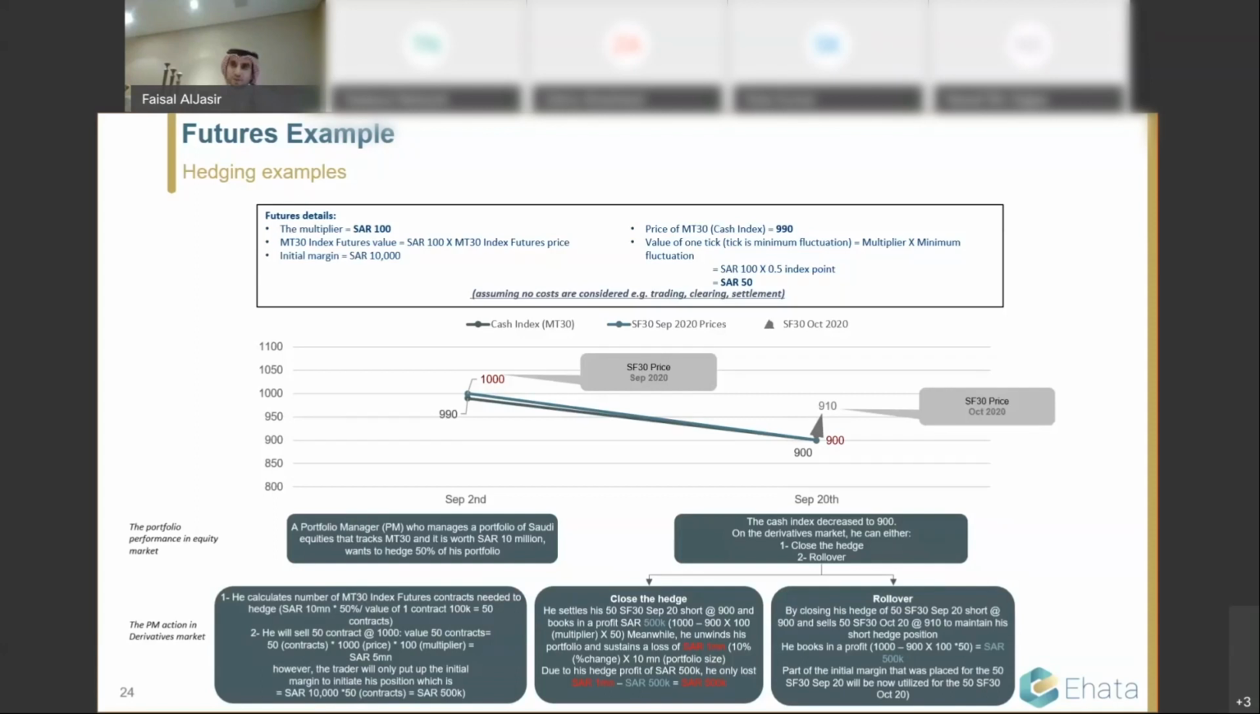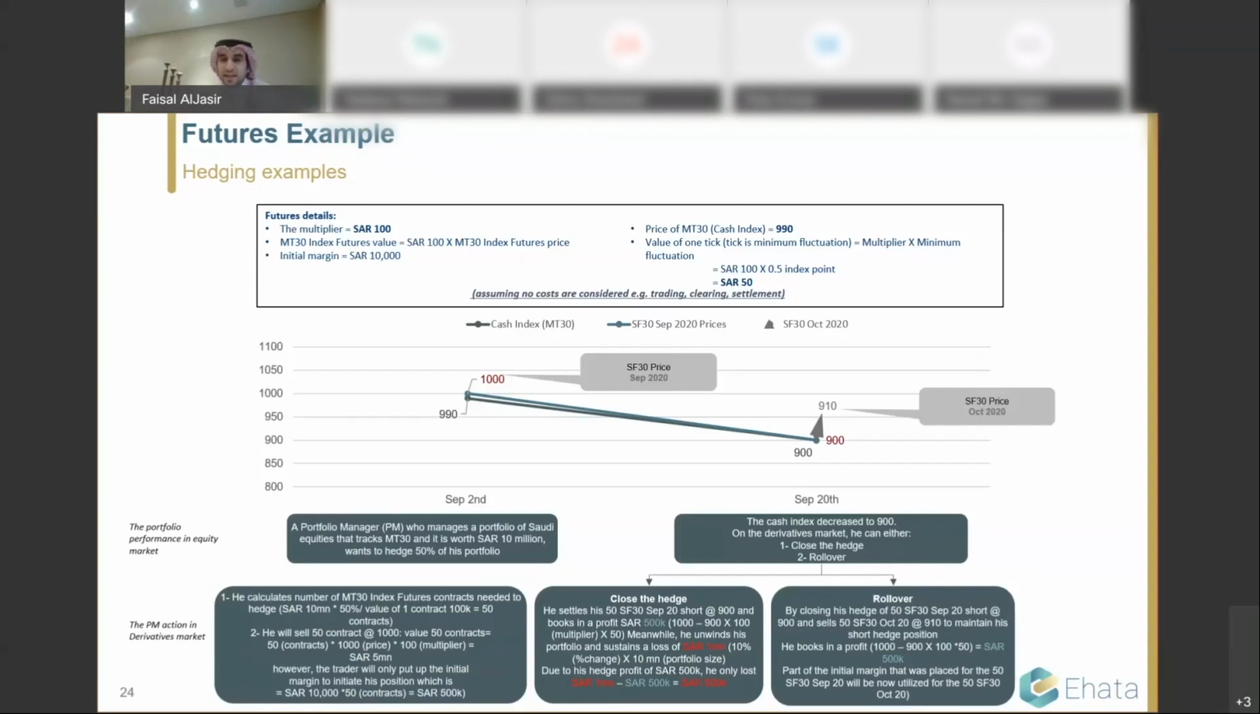By settling the current one, which in this case is the September 20th contract, he will take the 500,000 gain that he made. He will do the opposite transaction, close that position, and then, as he's a hedger, he will again be selling the future of the October delivery.